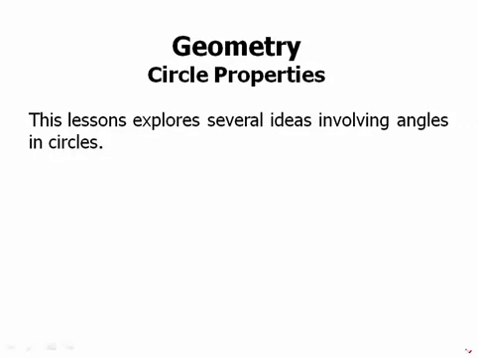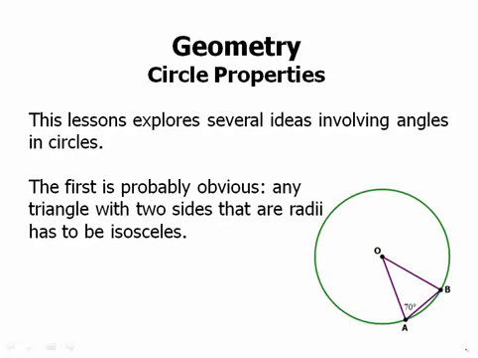Now we can talk about some circle properties. And many of the properties that we'll talk about in this video involve angles in circles. The first one we're going to talk about actually is about lengths, and this is relatively easy. Any triangle with two sides that are radii has to be isosceles. Now that's probably pretty obvious when you think about it.